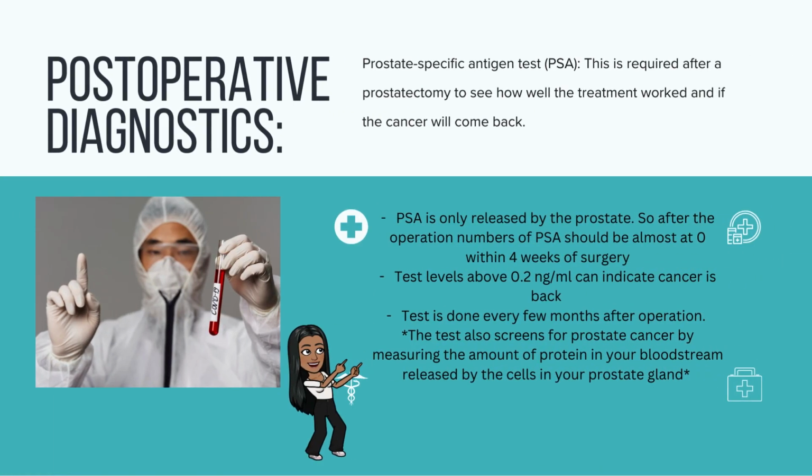A post-operative diagnostic test used for the surgery is the prostate-specific antigen test, also known as PSA. This is required after the surgery to see how well the treatment worked and if the cancer will come back. PSA is only released by the prostate, so after the operation, the levels of PSA should be at 0 within 4 weeks of the surgery.